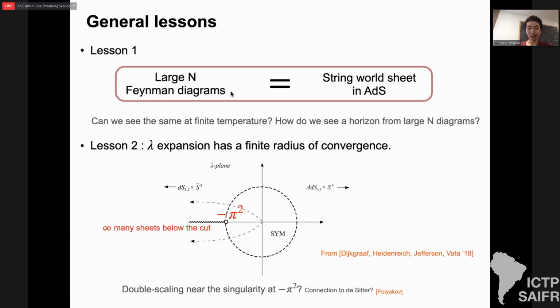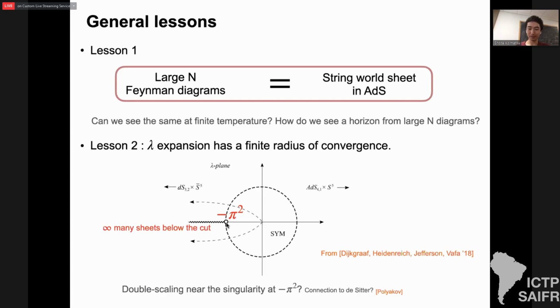The second lesson is a little bit more technical. Basically, integrability tells us that the 't Hooft expansion in the large N limit has a finite radius of convergence. This is also something known, already from the works of 't Hooft. But because of integrability, we now know the radius of convergence for many quantities, and the radius of convergence is pi squared. In addition, integrability suggests that below this branch cut there are actually infinitely many sheets, and also there is a singularity at lambda equals minus pi squared.